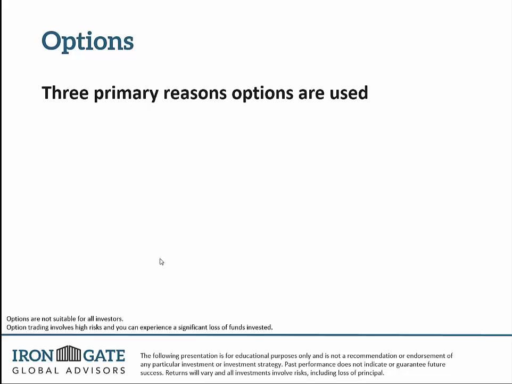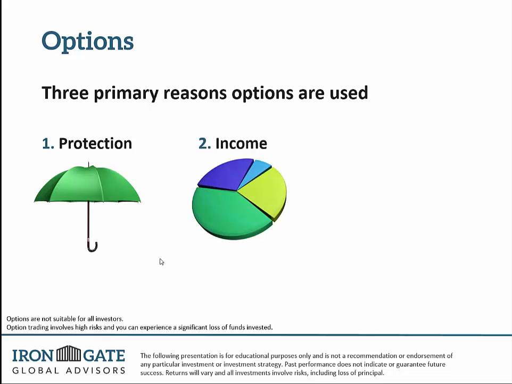There's three primary reasons why options are used. The first one that I'll bring up is protection. We use options as protection, and there's many strategies that we can use to help protect a portfolio or a concentrated stock position. The second thing is also income. Income is the component that helps you enhance returns. So when I say enhance returns, in large part what I'm meaning is income, right?